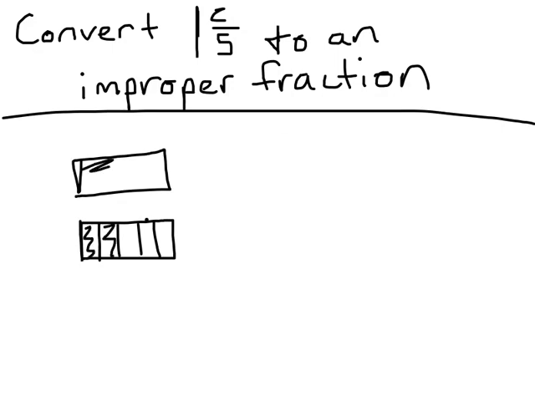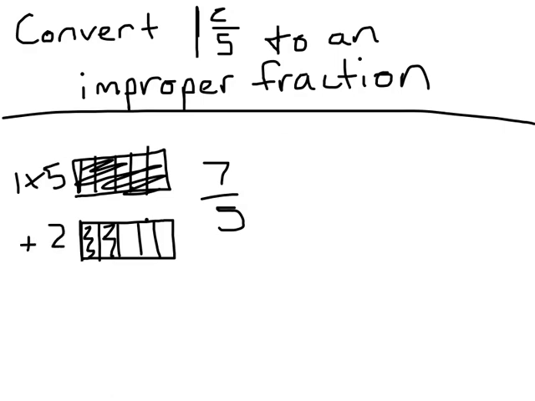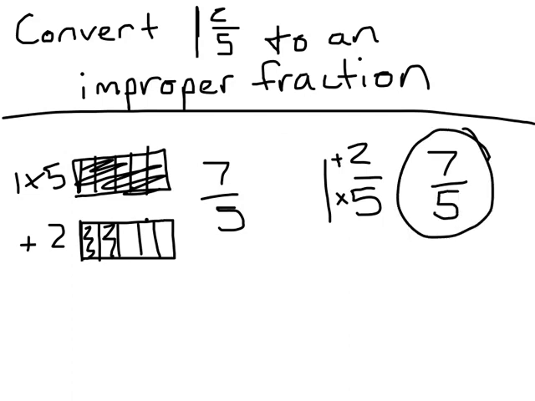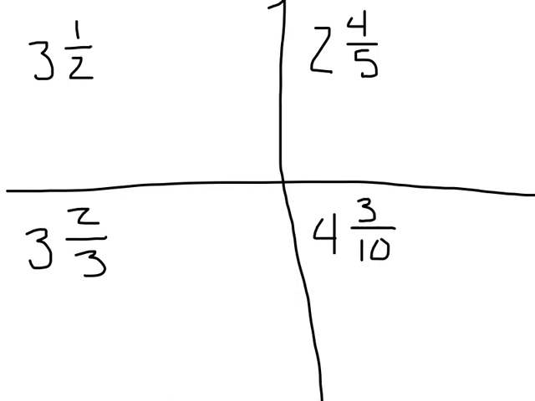Now, if I were to cut my 1 whole into 1, 2, 3, 4 lines to make 5 pieces, I could count and see that my improper fraction is 7 over 5. I have one group of 5 plus 2 more. To show my work, I can say that when I have 1 and 2/5, I'm going to multiply my whole number times my denominator. 1 times 5 is 5, plus 2 more is 7, and my denominator hasn't changed, 7 over 5.